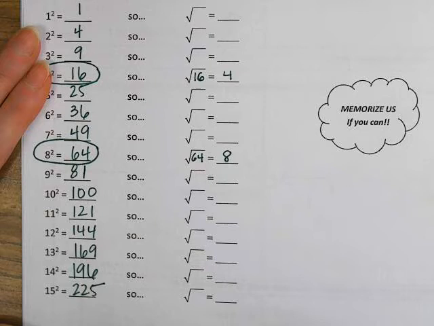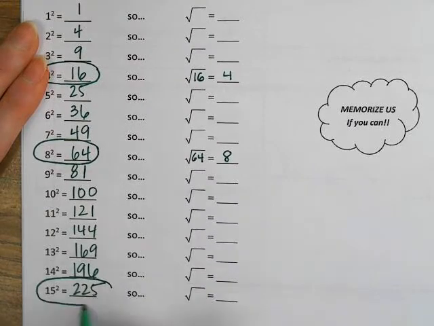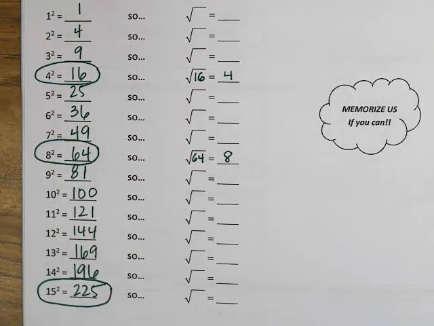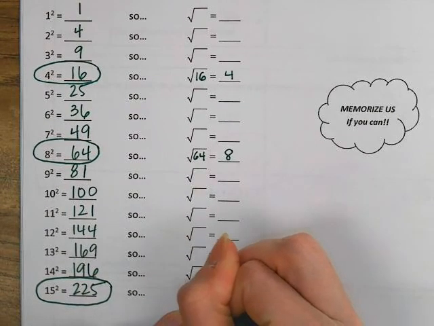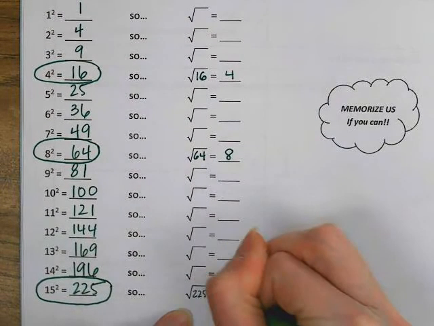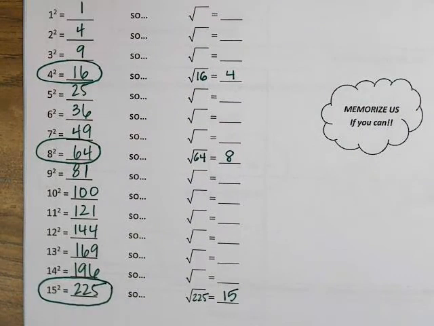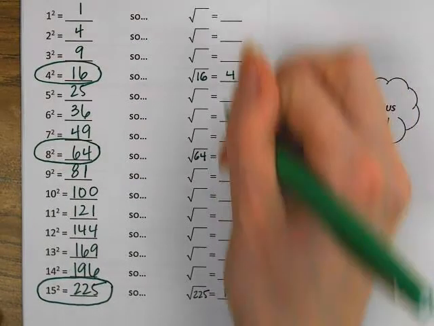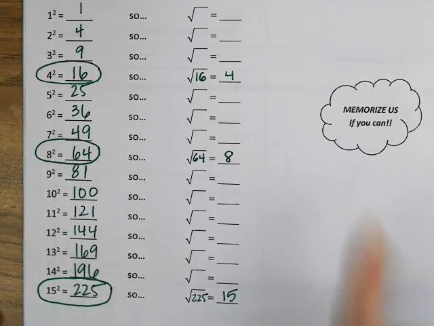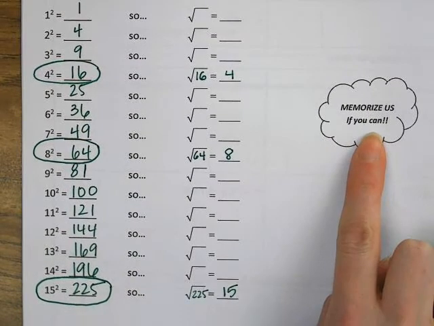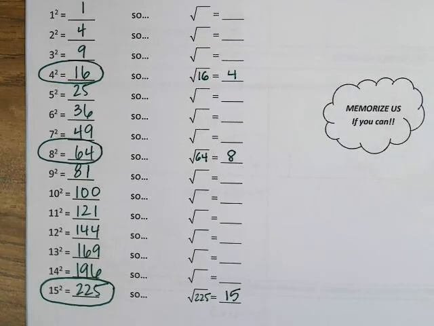And let's do one more. If 15 squared is 225, then going backwards, the square root of 225 is going to equal 15. And feel free to fill all these in if you want. Ideally, you guys want to have these memorized, these perfect squares and their square roots.